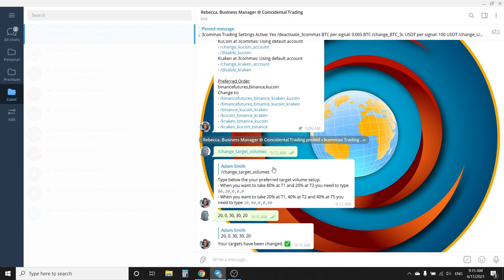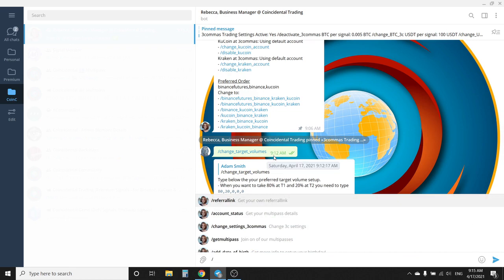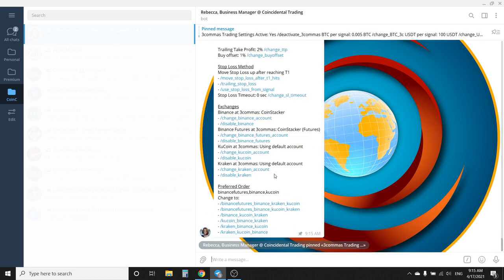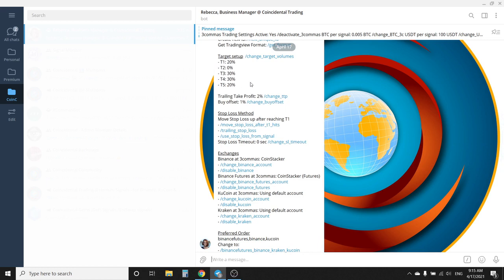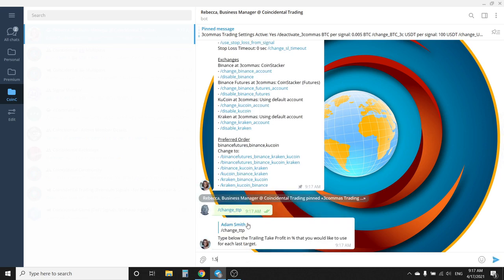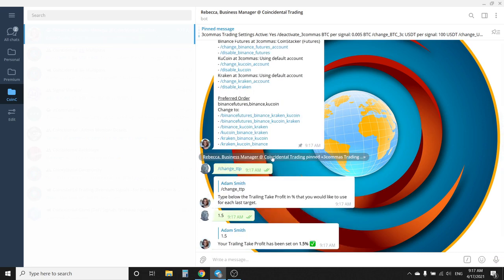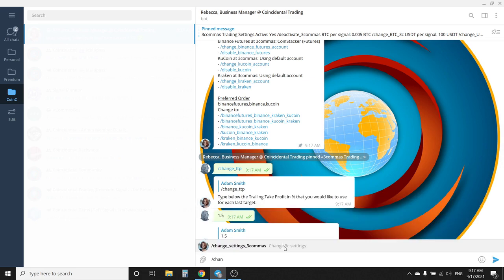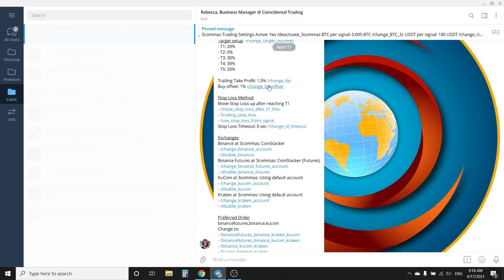Okay, so let's check out my settings, and that is how it's set up correctly. Okay, take trailing profit. 3Commas has a web page that can show you that in depth, so I won't explain it here, but go to their website and you can see how that functions. Basically, you can change that. I'm actually going to change this to 1.5%. Okay, so that's updated right there.